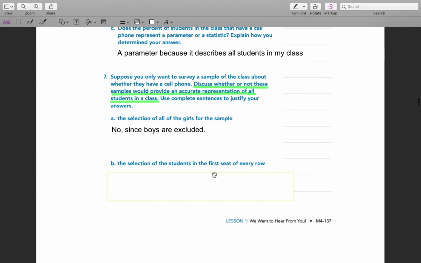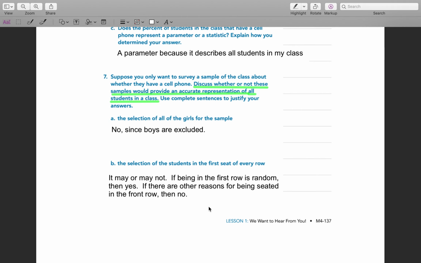How about if it's the selection of the students in the first seat of every row? First seat of every row. So it may or may not. Because if being in the first row is random, then yes, it would represent accurate. It would be an accurate representation of all students in a classroom because it's totally random.